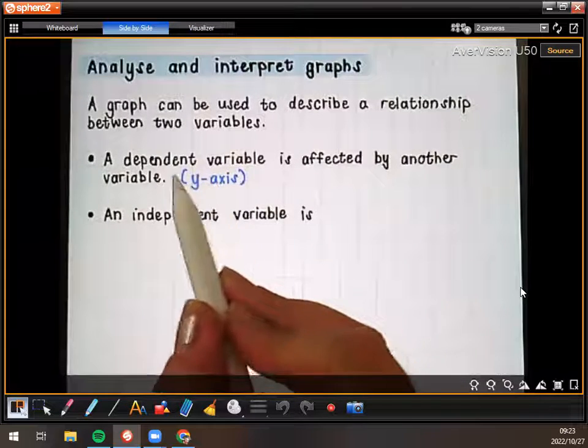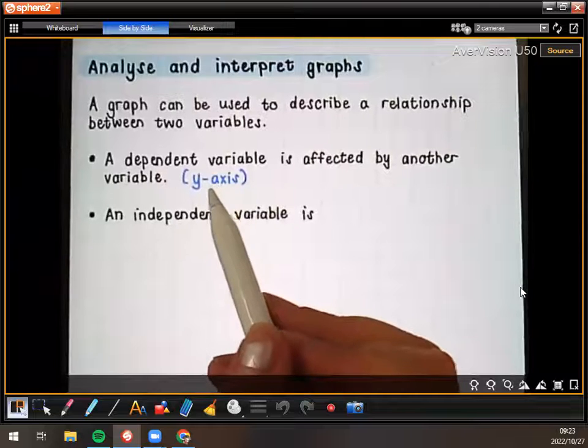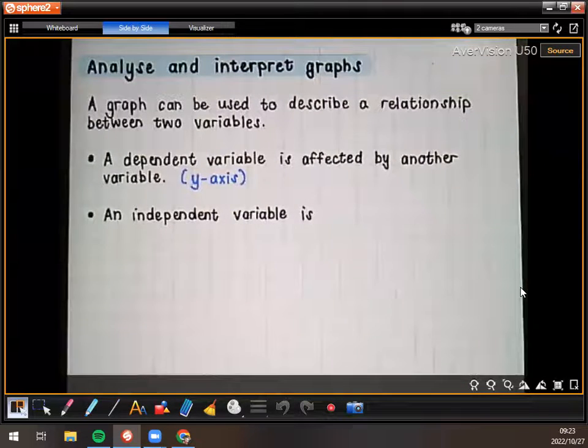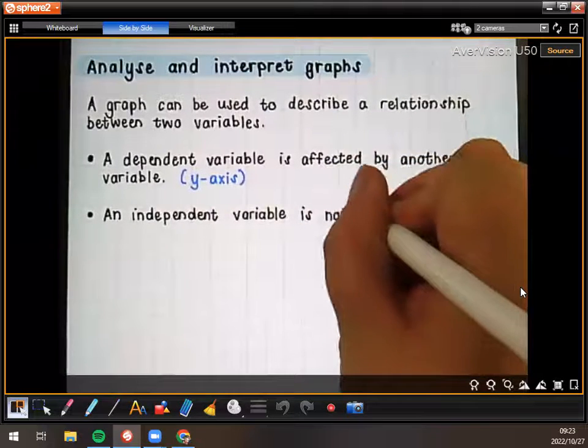What is important, guys, is you need to remember that that variable always has to go on the y-axis. Which one is the y-axis again? We have this one and this one. The y-axis is this one. Okay, good. An independent variable is not affected by the other one.